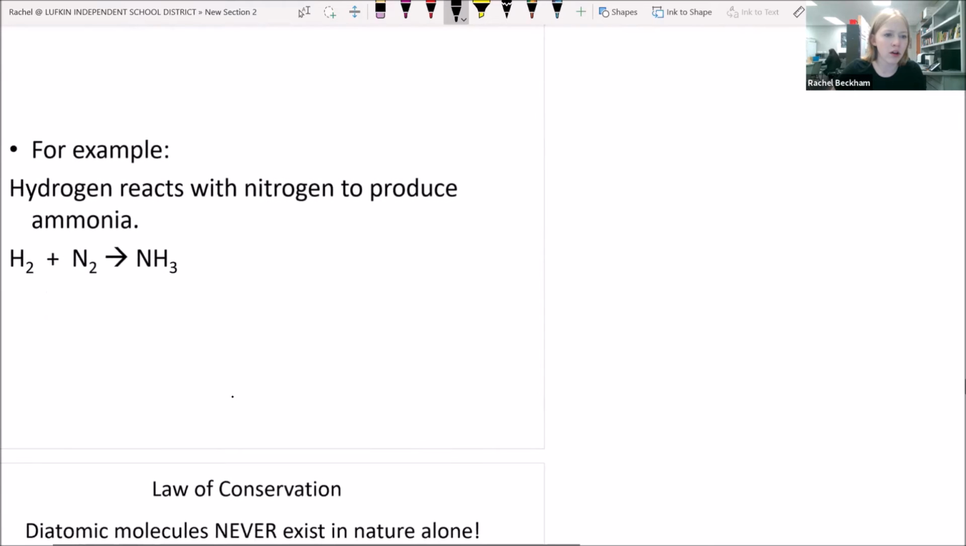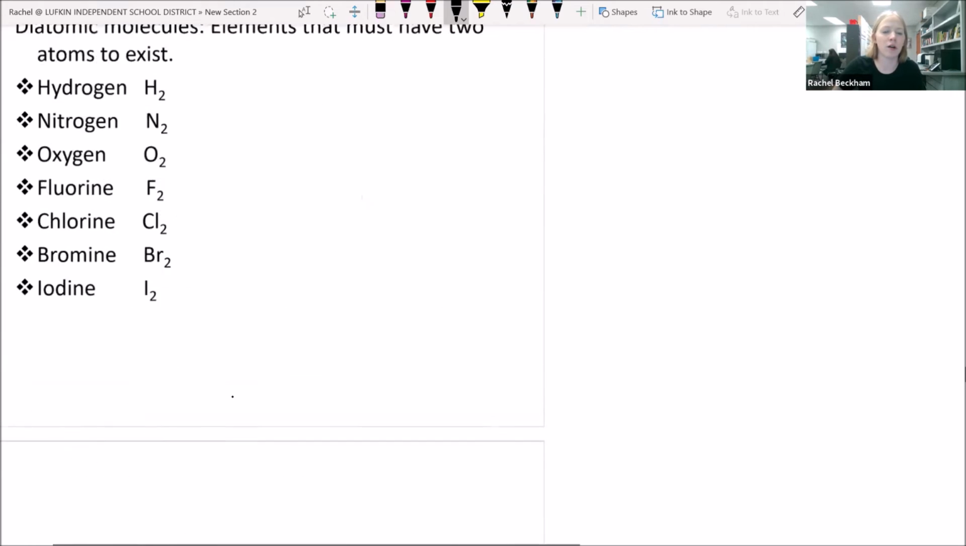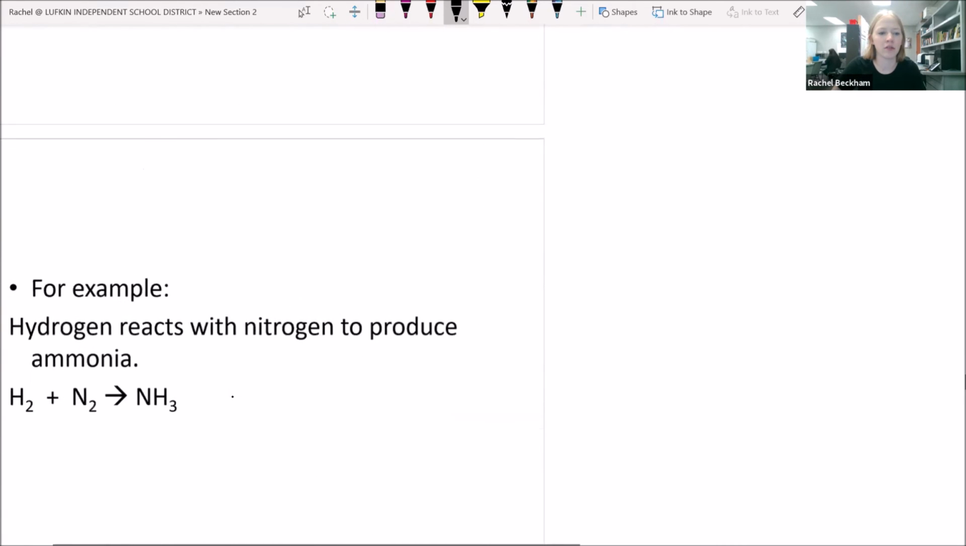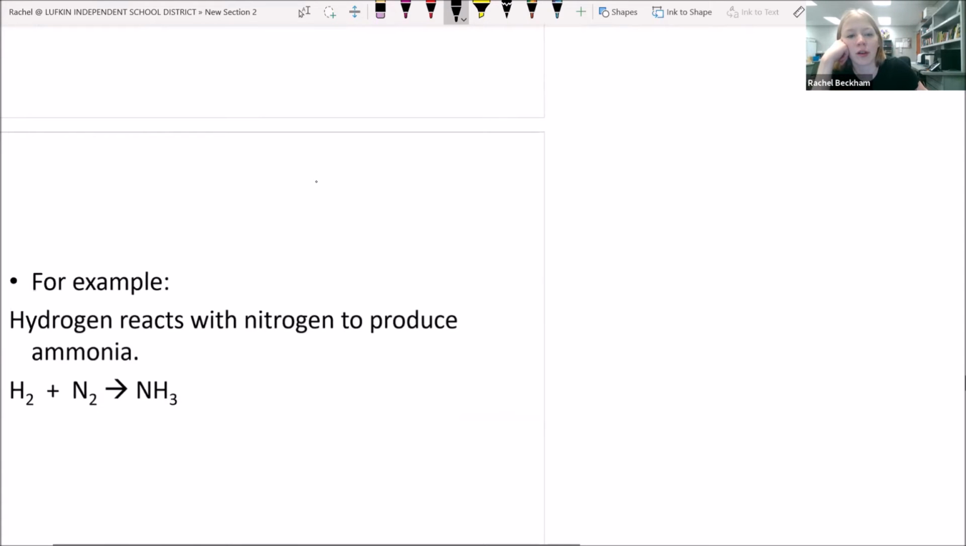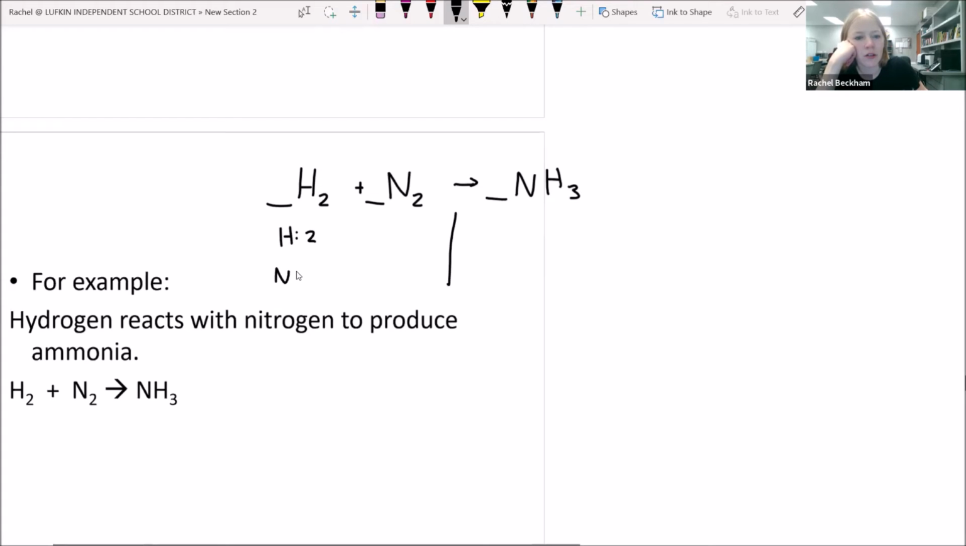So I'm going to work a couple extra problems here. So let's do this reaction right here. H2 plus N2 makes NH3. Okay, well, we need to tally up both sides to see if everything's good to go, or if we need to change something. And if we do need to change something, we can add a big coefficient here. So on this side, I've got 2 H's and I've got 2 N's. On this side, I've got 1 N and 3 H's.